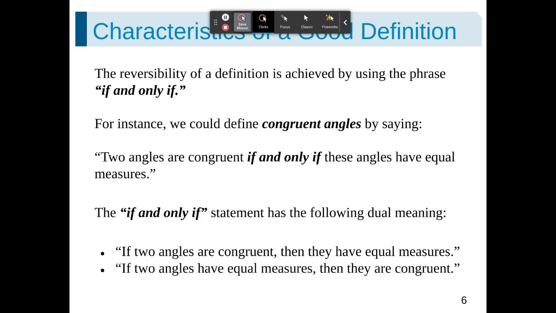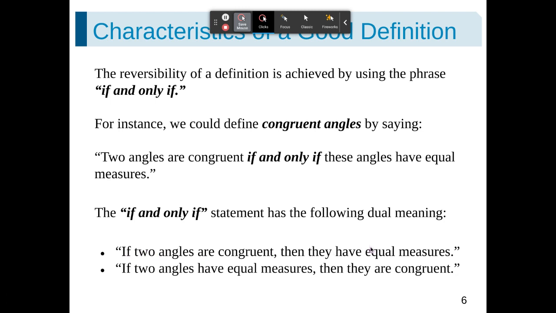Reversibility of a definition is achieved using the phrase if and only if. For example, we could define congruent angles by saying two angles are congruent if and only if these angles have equal measure. Vice versa, two angles have equal measure if and only if the two angles are congruent. And so that's this idea down here, that we can look at this both ways.